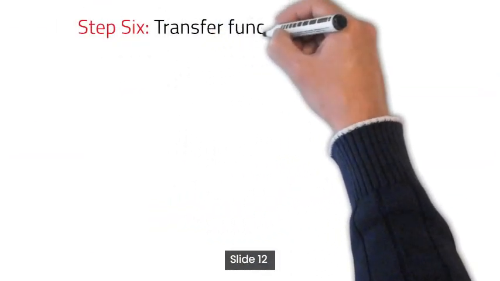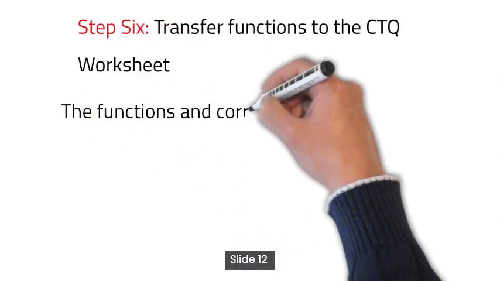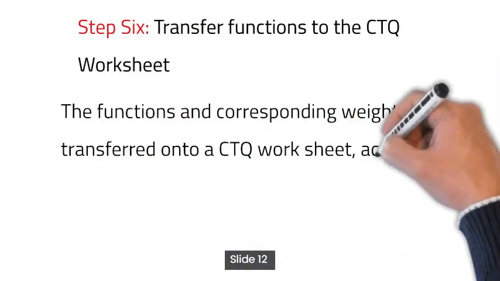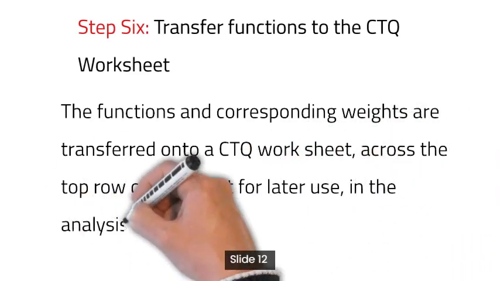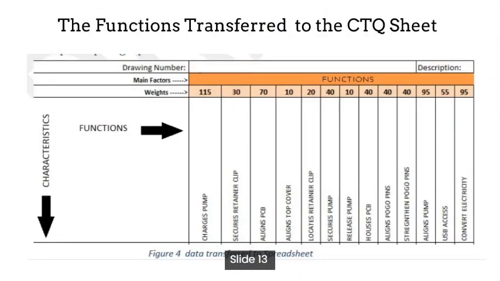Step 7. Transfer functions to the CTQ worksheet. The functions and corresponding weights are transferred onto a CTQ worksheet across the top row of the sheet for later use in the analysis process, as seen on the next slide. Here we can see the functions and their weights across the top row.